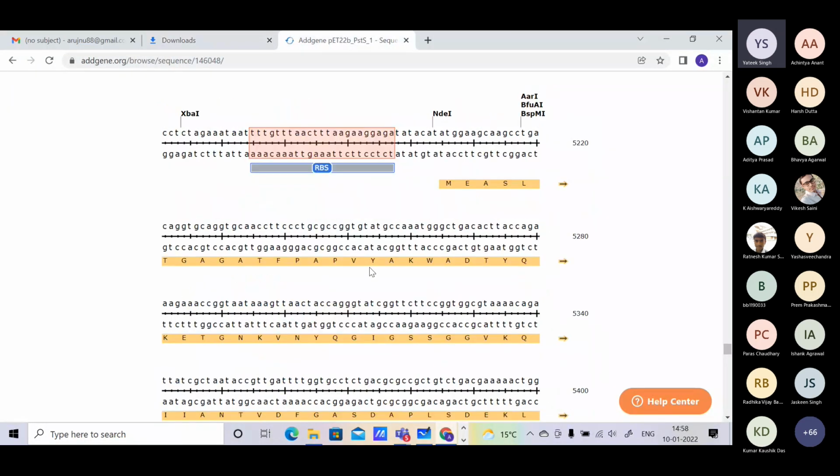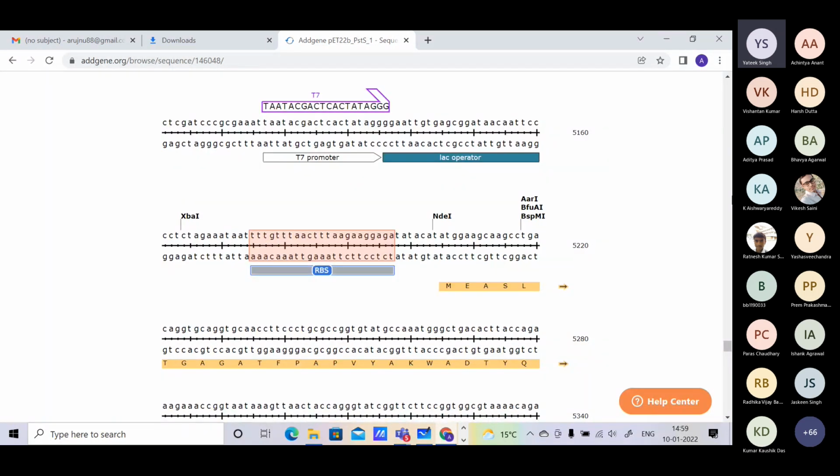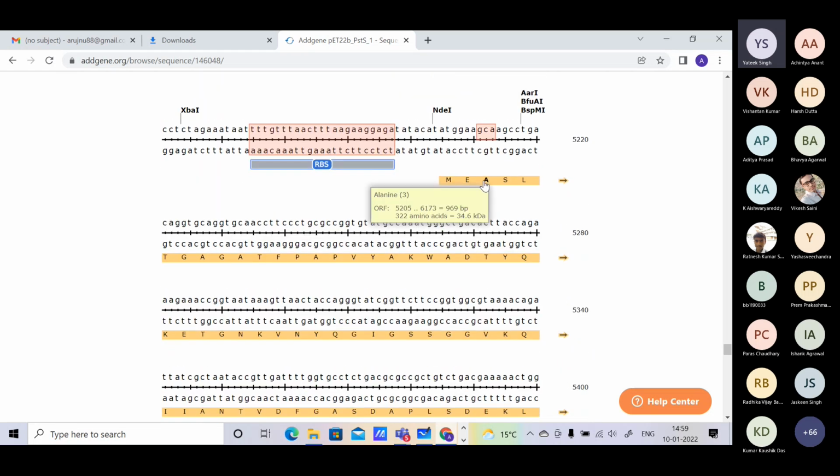So sir can ask an assignment like this: each of you takes up one vector, writes the name of the vector, and lists the functional parts of the vector. Then he may ask you to write down the sequence of the T7 promoter or the RBS for the vector, or the sequence of the gene of interest which has been cloned here.